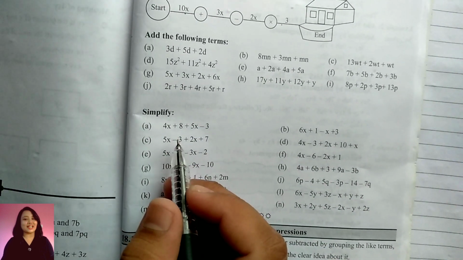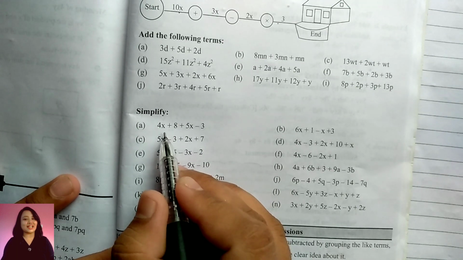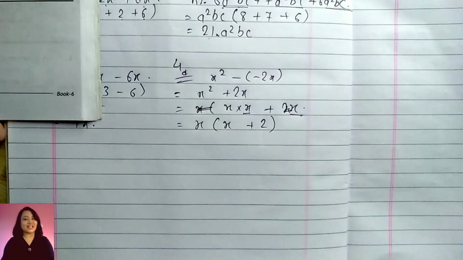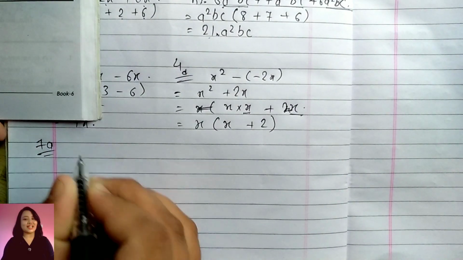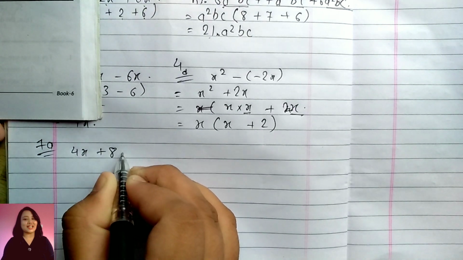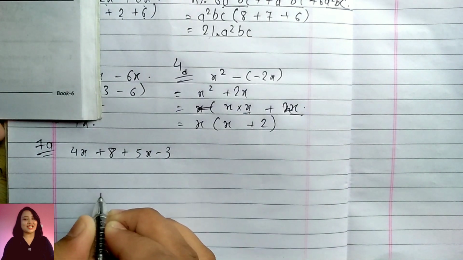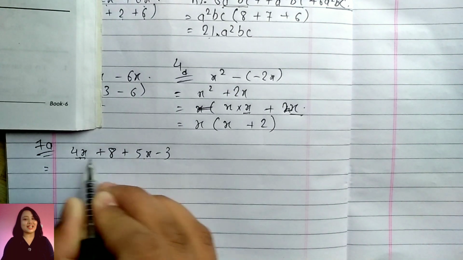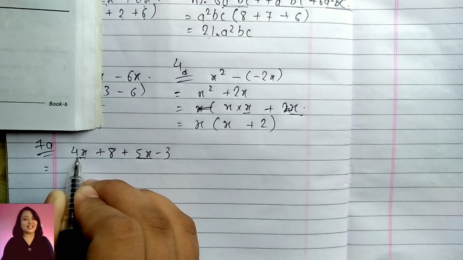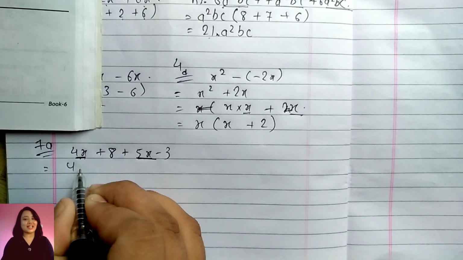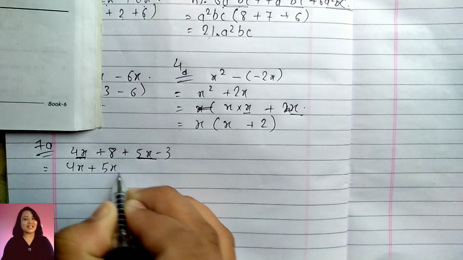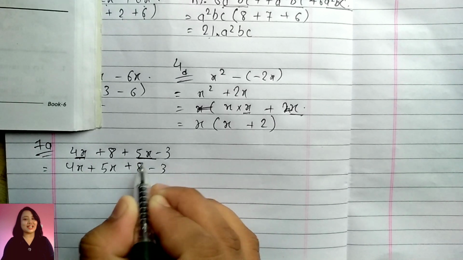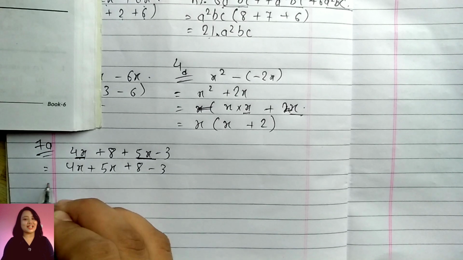In question number 7, it's given: simplify 4x plus 8 plus 5x minus 3. Okay, let's do this. In question 7a, it's given 4x plus 8 plus 5x minus 3, right? So what we can do here is first of all take these like terms closer. Here the like terms are 4x and 5x, right? So we can arrange 4x plus 5x at one place, then plus 8 minus 3. These numerical terms we can arrange in this way.